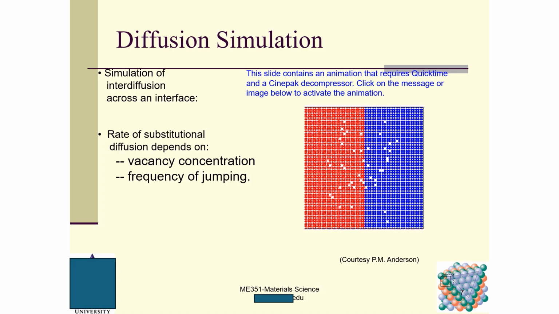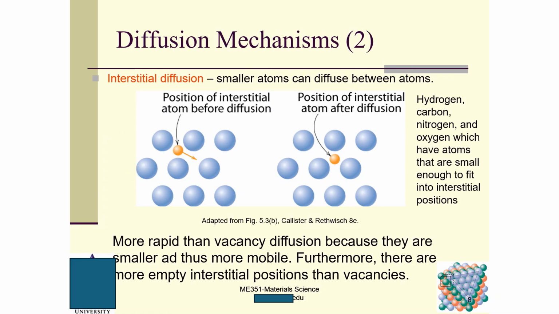I'm sorry, this animation does not work in my slide. If you are interested, you can go back to Professor Anderson's textbook to get it. Before that, you need to get the electronic resources for this textbook. The rate of substitutional diffusion depends on vacancy concentration and also the frequency of jumping. So this is understandable, right?